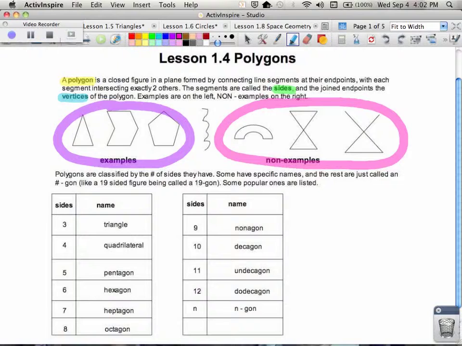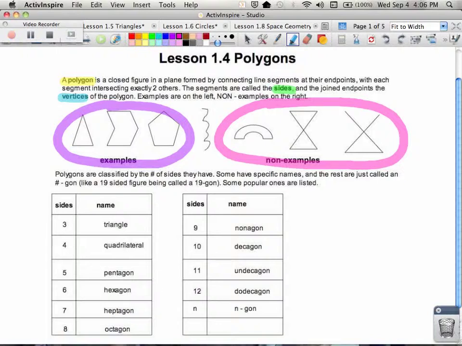Now, some of the polygons have been named by math people, some of the smaller sided ones. For example, down below in the chart, you'll see that a three-sided figure is called a triangle. A four-sided figure in general is called a quadrilateral. There are specific ones like rhombus, square, rectangle, but the general term is quadrilateral. And so, as we look at some of the other figures, like a five-sided pentagon, six-sided hexagon, seven-sided heptagon, eight-sided octagon, nine-sided nonagon, 10-sided decagon, 11-sided undecagon, 12-sided dodecagon.